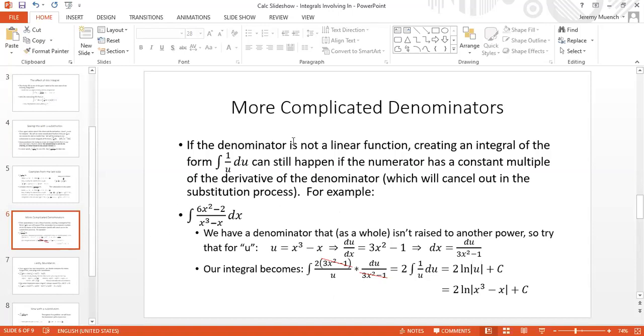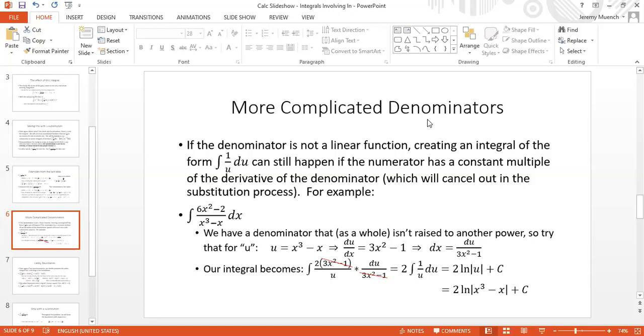If we have more complicated denominators, so something like this, where now we don't just have something linear in the denominator, we've got something like x cubed minus x. Creating an integral of the form 1 over u du can absolutely still happen, assuming the numerator has a constant multiple of the derivative of the denominator, which then cancels in the substitution process.